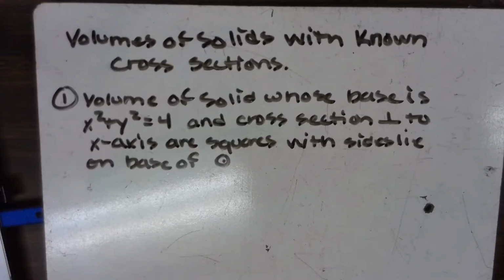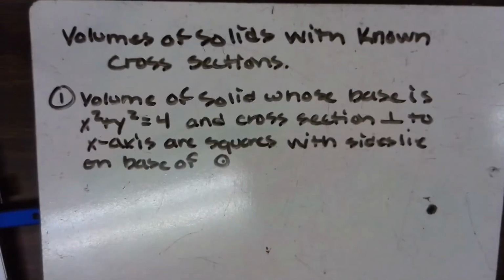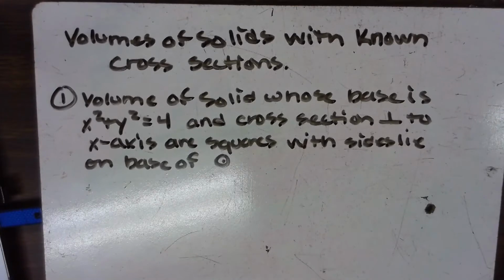Today we're going to take a look at the volumes of solids with known cross sections. Number 1, the volume of a solid whose base is x squared plus y squared equals 4, and a cross section perpendicular to the x-axis is a square with sides that lie on the base of the circle.